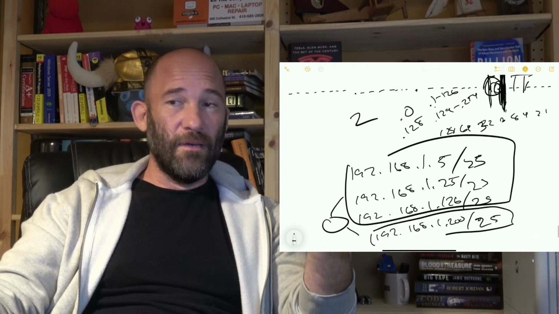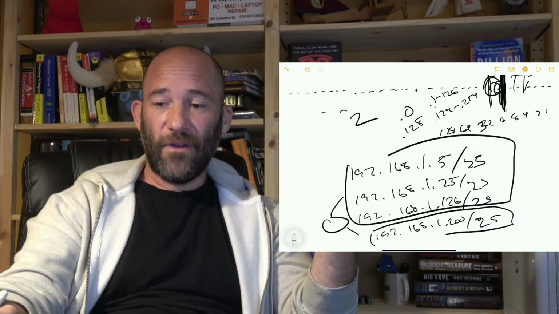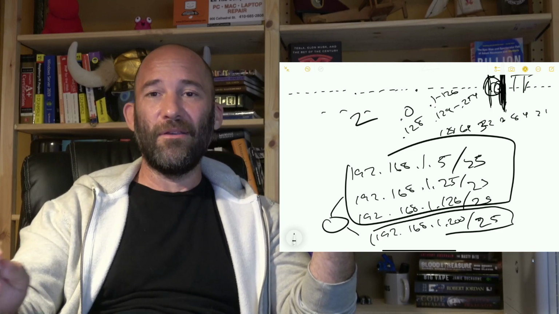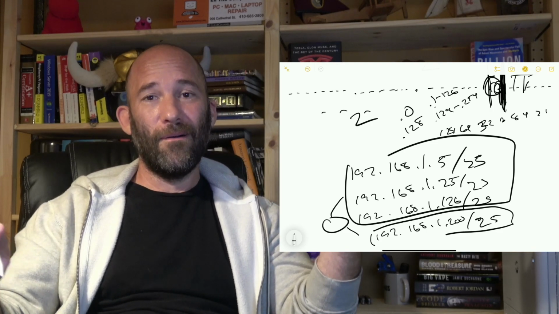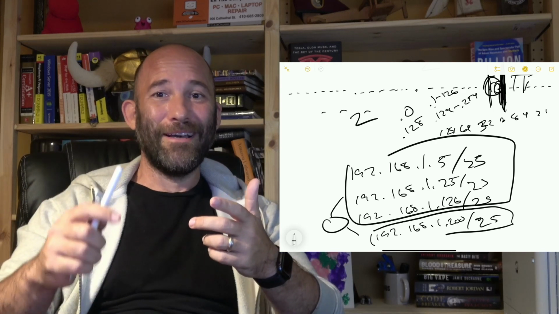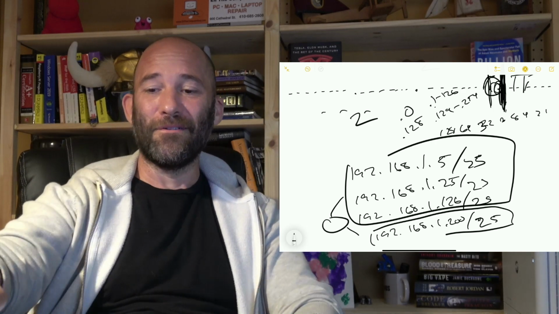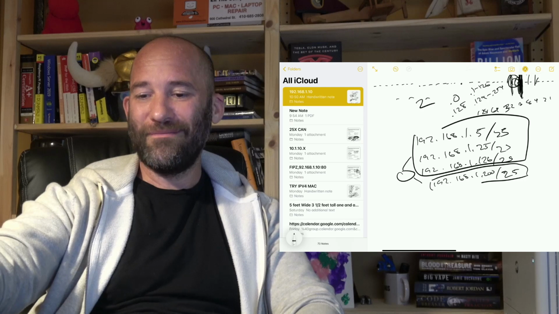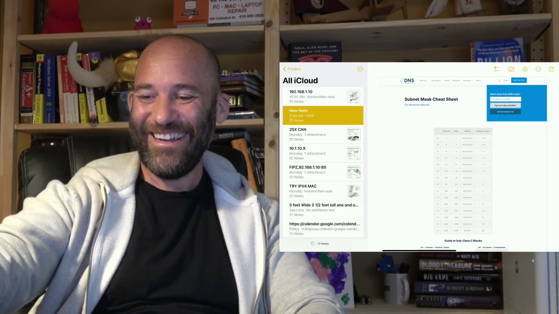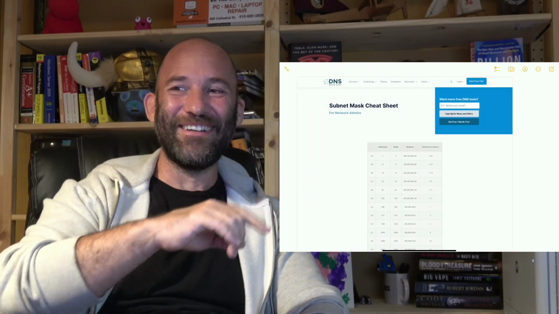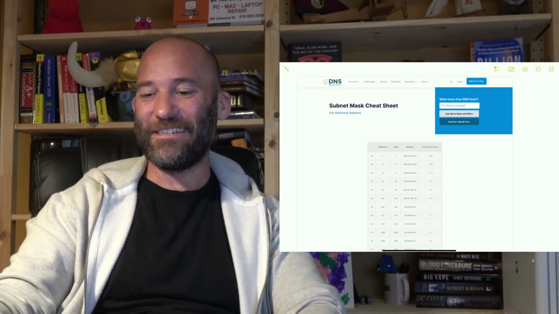Now, when you're doing this, you can go through and figure out all the numbering, you can figure out all the networks. Or, and I'm going to tell you this because I remember when I was in your shoes, you can also use a cheat sheet. When I'm looking off to the side, I'm actually using a cheat sheet here.